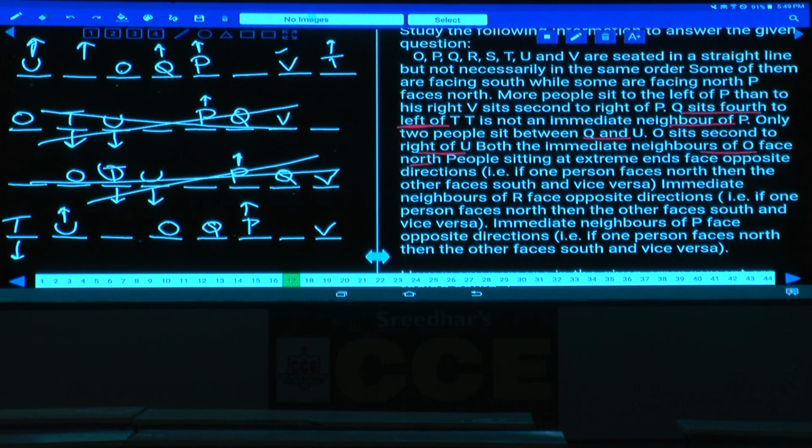Finally we are left with only the first one and the 4th cases. And immediate neighbors of O are facing towards north. Then tell me what is the answer here? Then Q must face towards north and one more person.